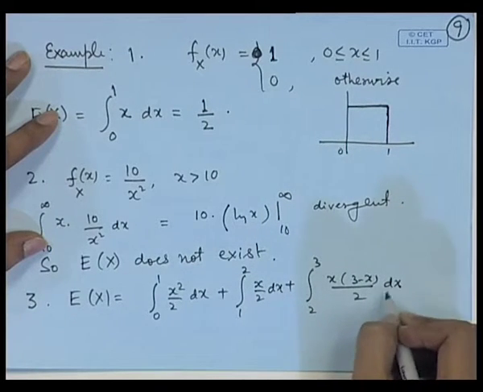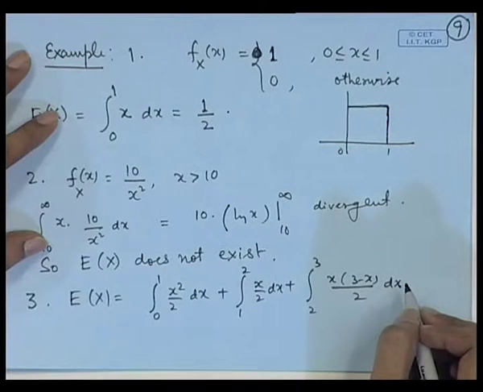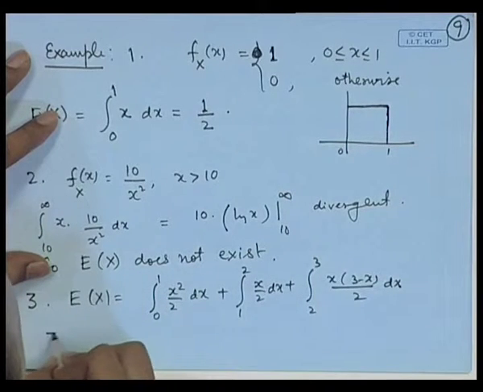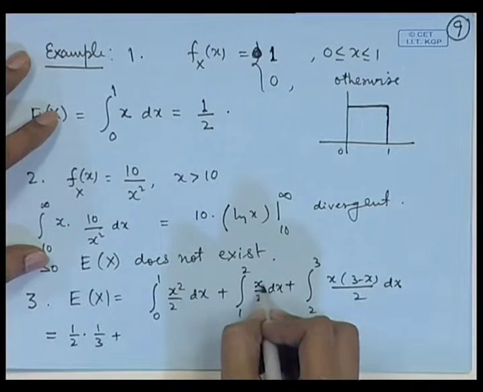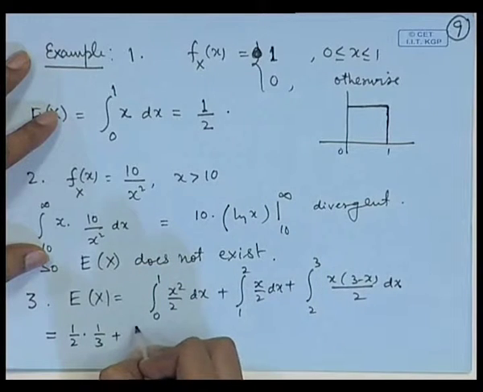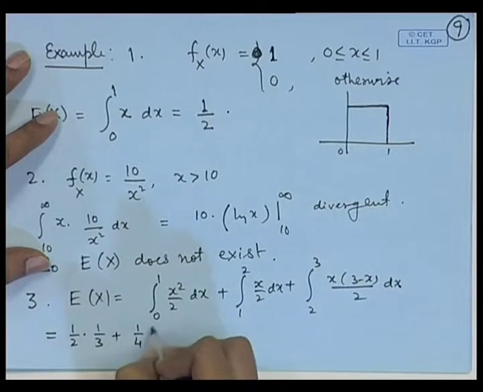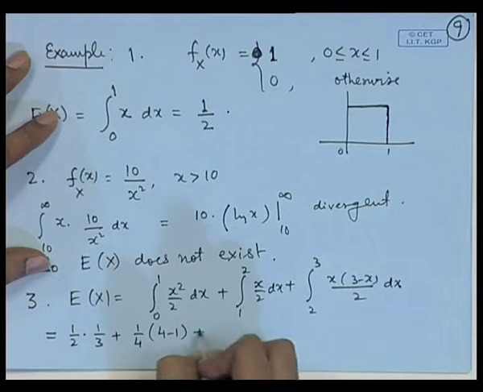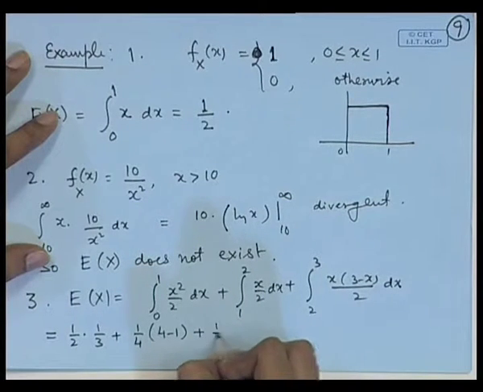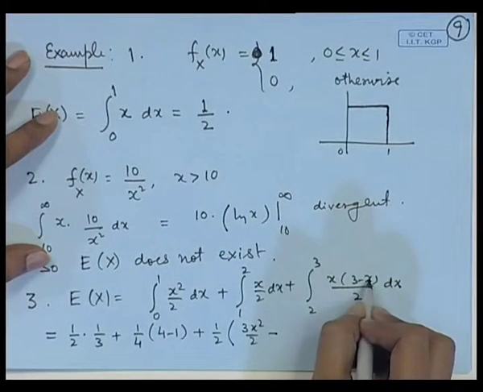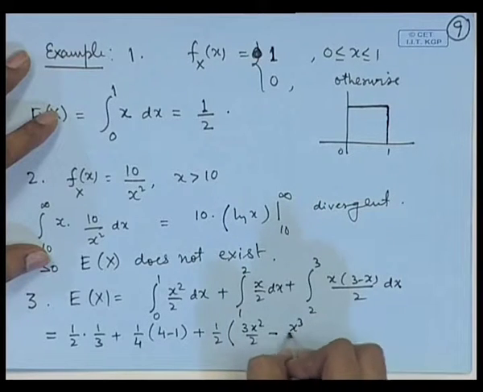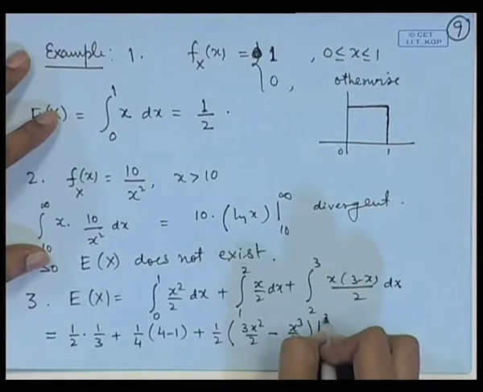In the remaining portion f(x) was 0. So, there will be no term here. So, this is equal to half, 1 by 3 plus here the integral will become x square by 4. So, 1 by 4 minus 1 plus 1 by 2, integral of 3x is 3x square by 2 minus x square will give you x cube by 3 for 2 to 3.